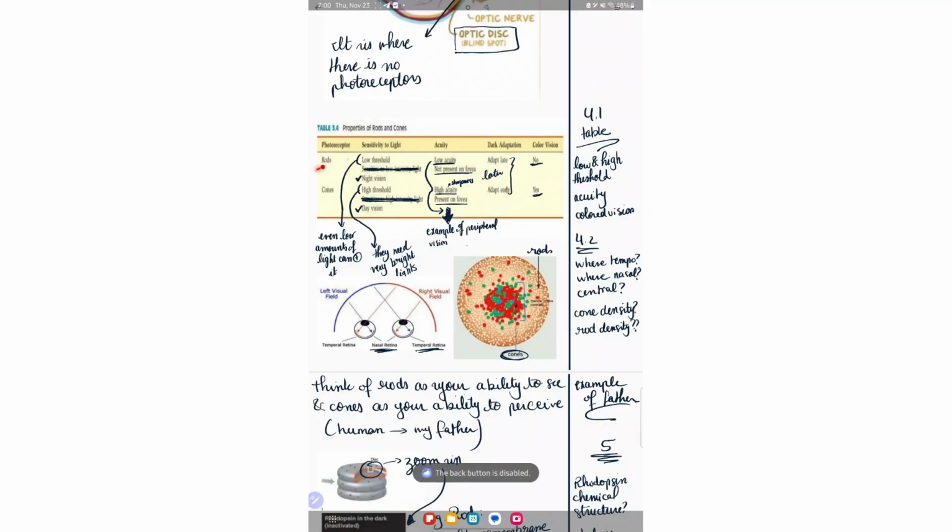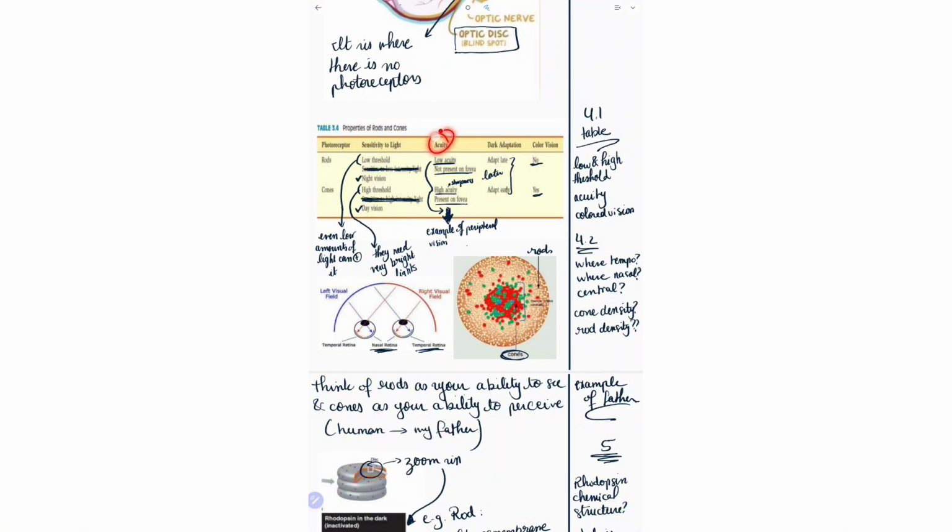Review the properties of rods and cones together. So rods: sensitivity to light, it's low threshold. What does that mean? It means that it needs low amounts of light so that it can be activated. Even low amounts of light can activate it. Now, of course, it's night vision. It's scotopic vision or night vision. Now, cones, they have high threshold. It means that they need very bright lights for it to be activated. And of course, it's day vision or photopic vision.